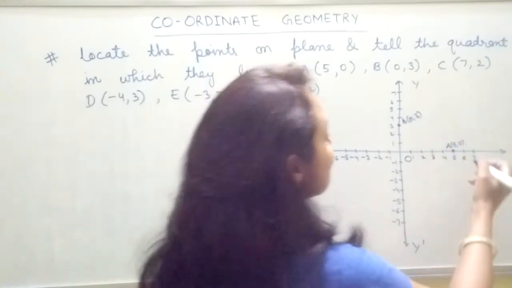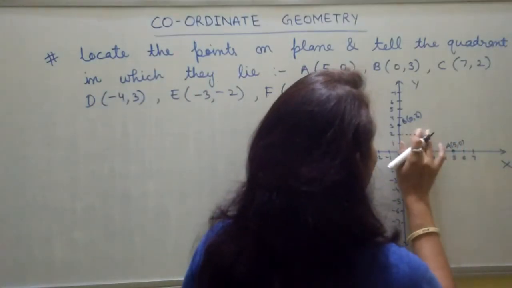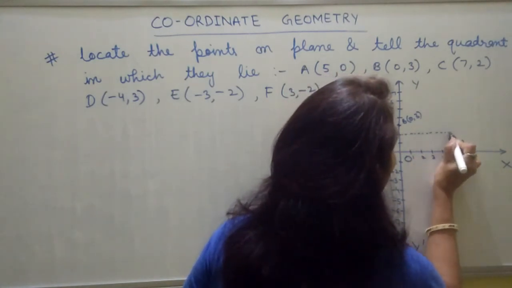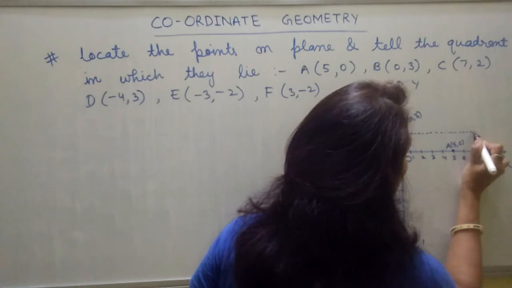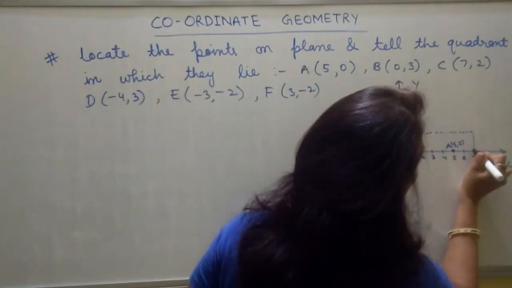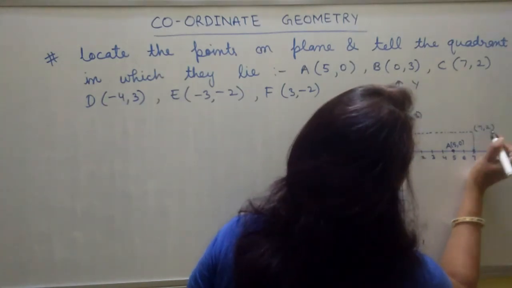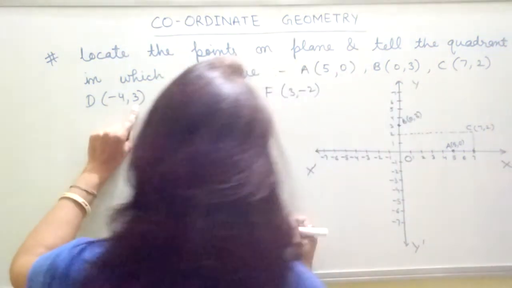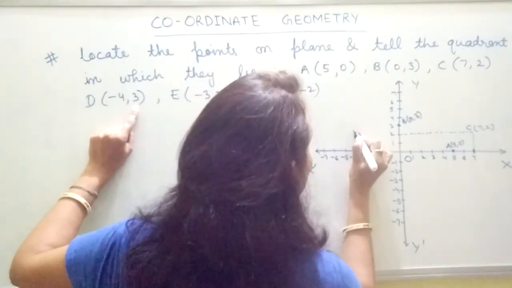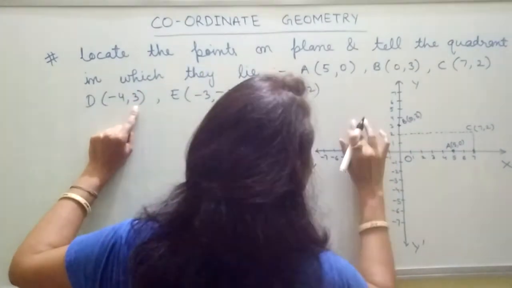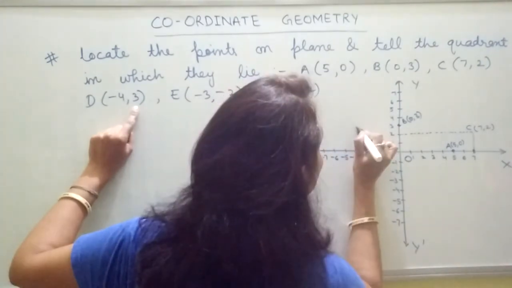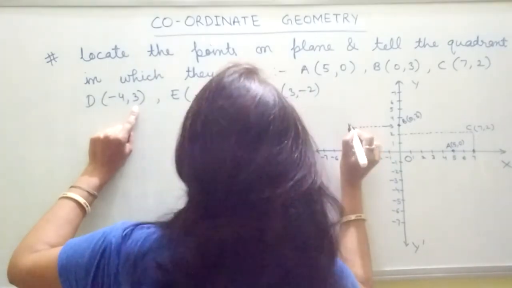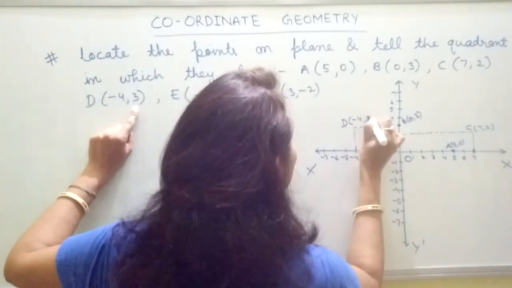Now come to point C, 7 and 2. Take a scale and draw the lines. Where both meet, that is 7 comma 2, the point C. Now come to point D, minus 4 comma 3. I will take this point, this is 3 and 4, this is point D, minus 4 comma 3.